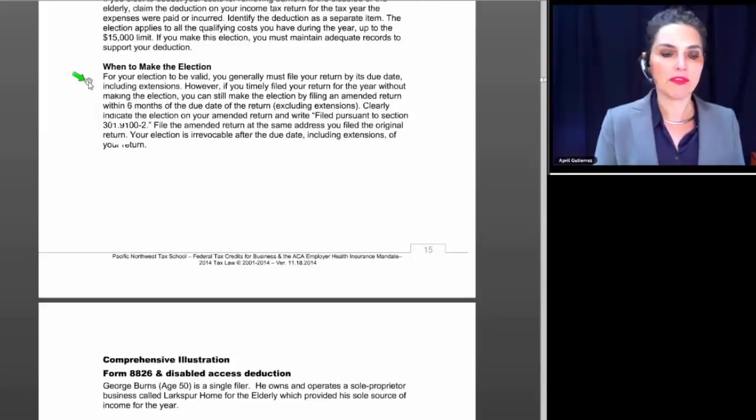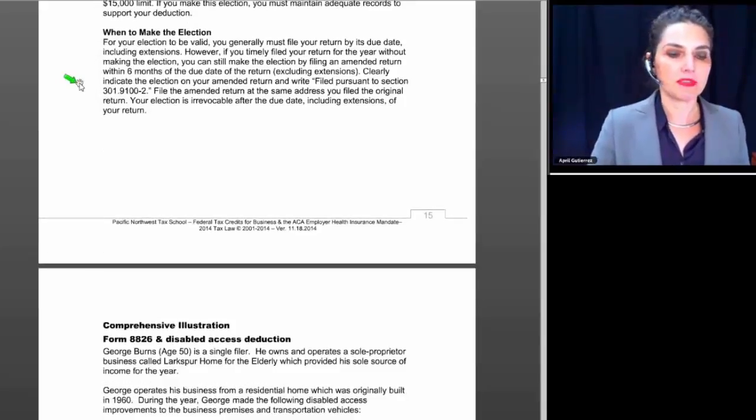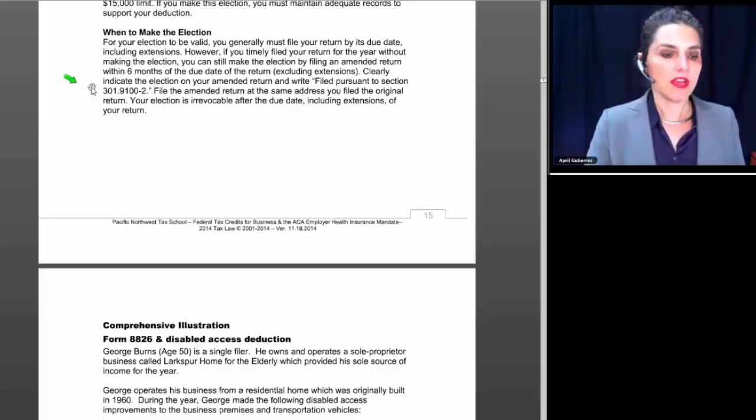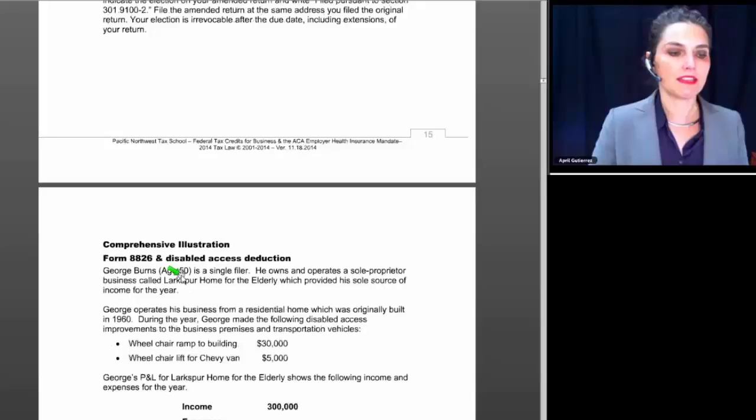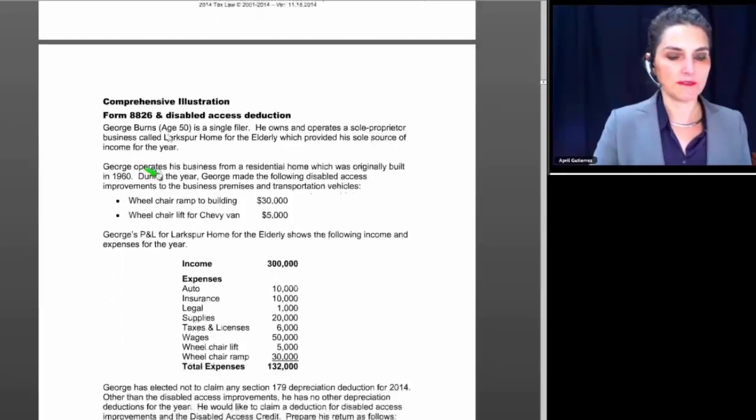However, if you timely filed your return for the year without making the election, you can still make the election by filing an amended return within 6 months of the due date of the return, including extensions, and then clearly indicate that the election is being made on the amended return by writing "filed pursuant to section 301.9100-2." File the amended return at the same address you filed the original return, and the election, once it's made, is irrevocable after the due date, including extensions, of your return.